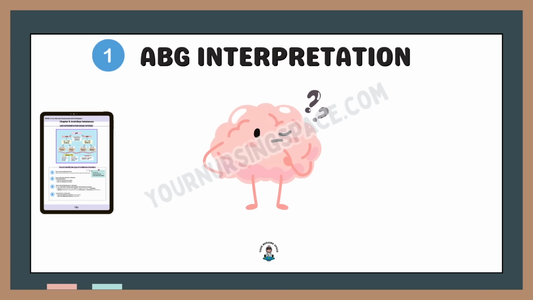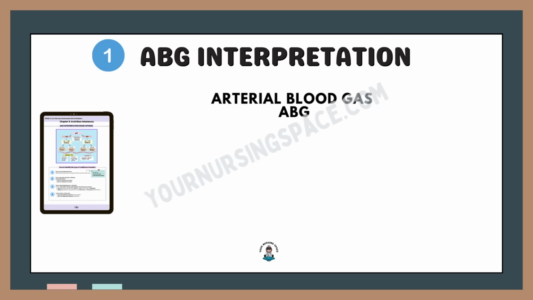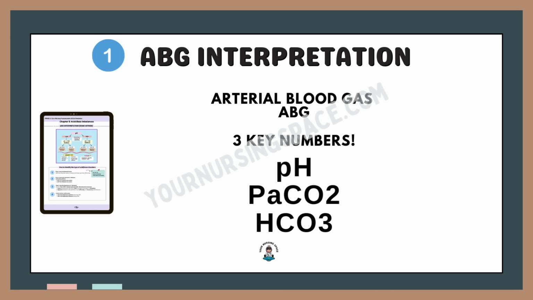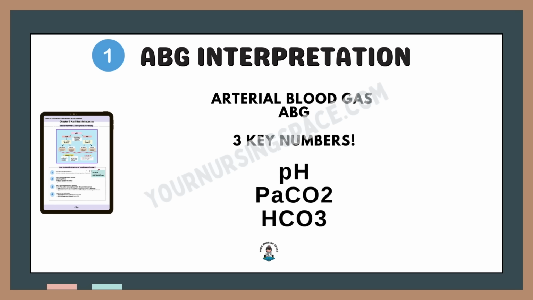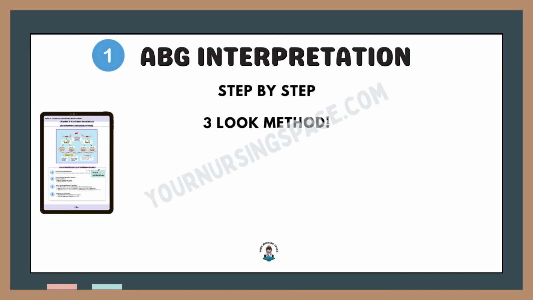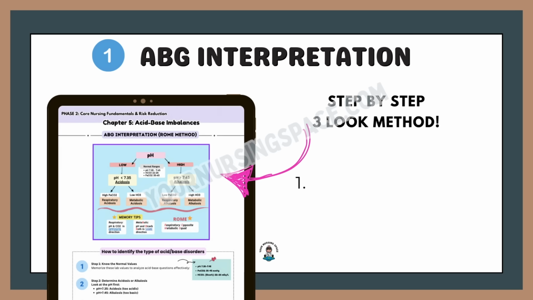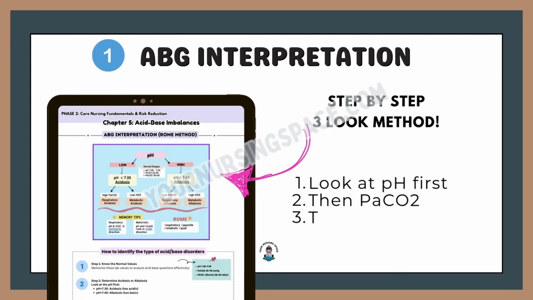Now, how do we figure out what's going on in a patient? We use arterial blood gas results, or ABG for short. You'll look at three key numbers: pH value, partial pressure of carbon dioxide, and bicarbonate. Here's the step-by-step trick to interpret them. I call it the three-look method. Look at pH first, PaCO2, then bicarb.